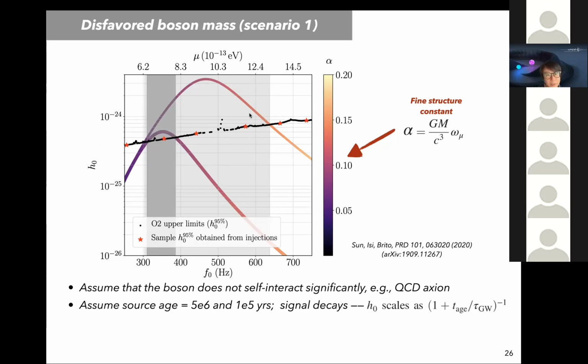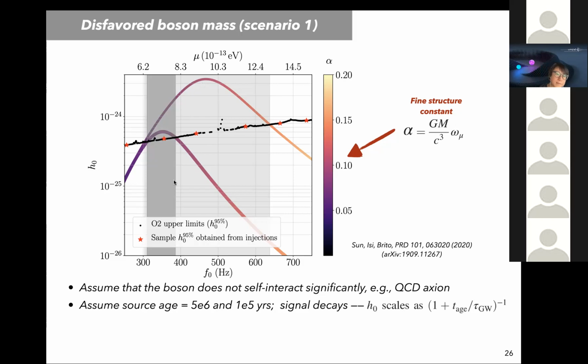And the colored curves here stand for the expected signal strength under two different assumptions of the black hole age. The thicker curves stand for an old black hole, 5 million years old, and thinner ones stand for a 100,000-year-old black hole. That's easy to understand: if you have a black hole which is really old, even if the cloud existed, it has spent a very long time dissipating, and this emitted signal would be much weaker. For a younger black hole, the cloud is younger and the emission is stronger. And the color on these curves stands for the fine structure constant alpha. You notice that these curves both turn at some point. That's because for more massive bosons, the decay rate would be higher, so the cloud dissipates quicker.